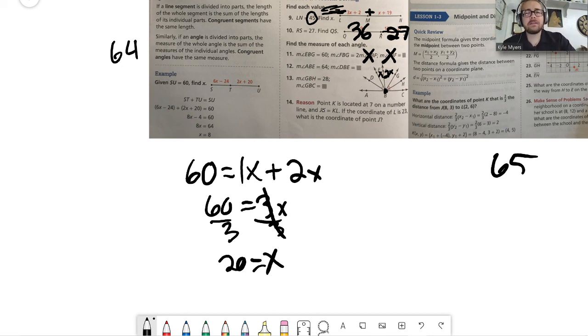So we have 20 for the answer. And are we done? Yes, we are done because they just wanted to know what X is. They wanted to know what EBF was, and that's what X is, which is 20. So we solved it. Done.